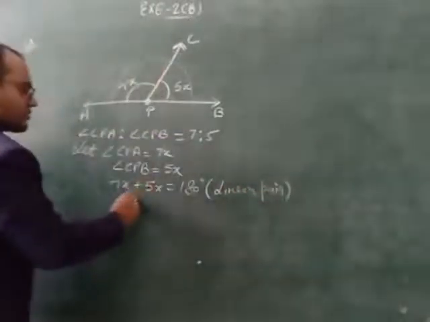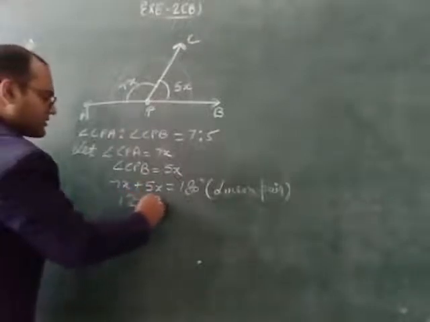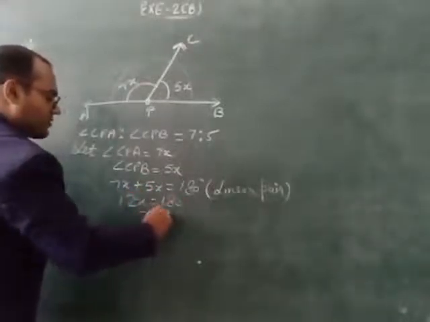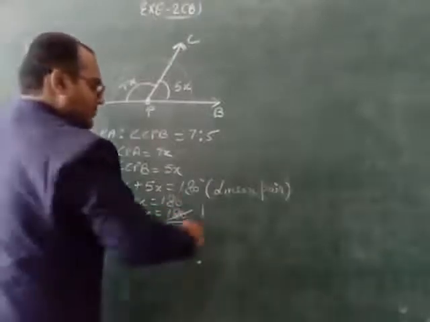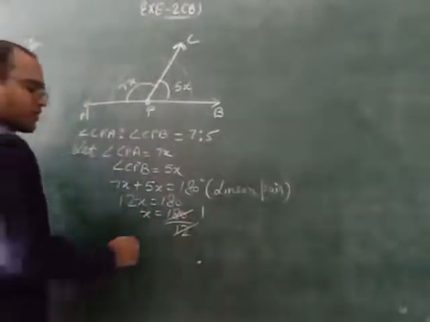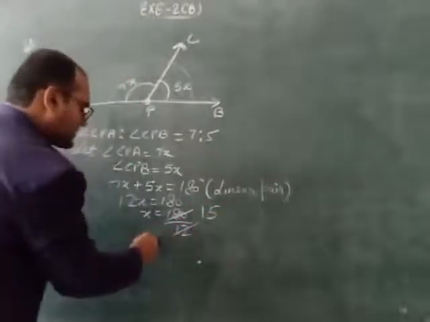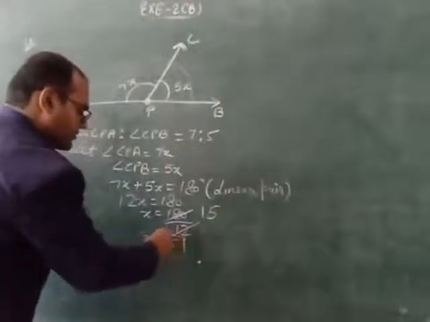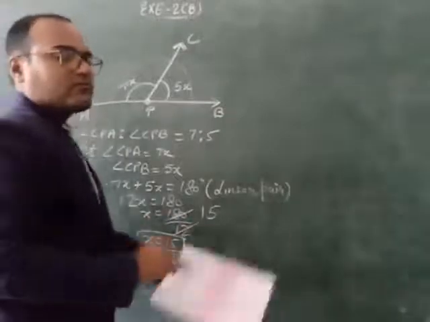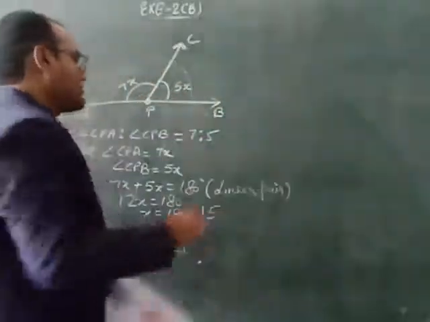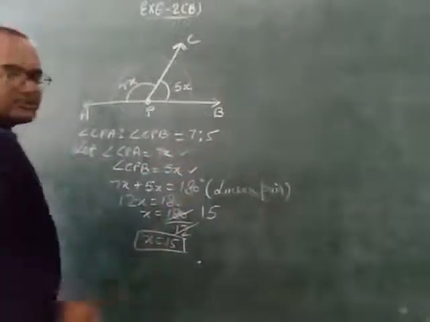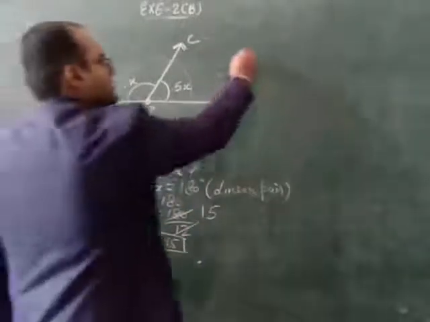Now 7x plus 5x will be 12x is equal to 180. X answer will be 180 upon 12. On cancelling them, we will get 12 ones are 12, remainder 6, 12 fives are 60. So x answer we got 15. This is the answer of x. What we have to find in the question? In the question, we have to find angle CPA. These two angles answer we have to find.